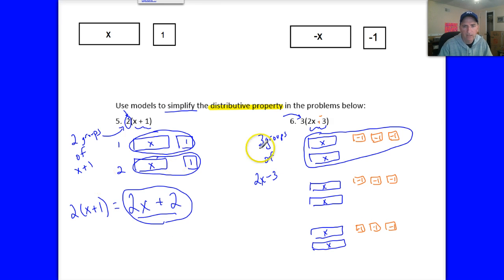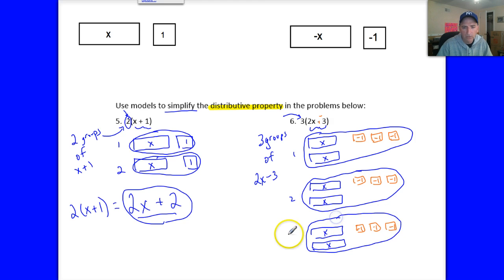Okay, so let's look at what we have. We have one group there. Here's group number 2. And here's the third group. Okay, so that's 3 groups of 2x minus 3. So if I ask you now, what is the whole picture? What's the whole thing? How many x's do you have? 1, 2, 3, 4, 5, 6. You have 6x minus 3.